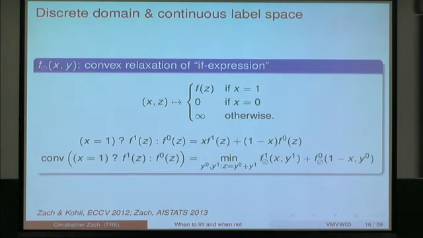And this perspective function in certain situations can be interpreted as a convex relaxation of an if expression. For example, at the bottom you have: if x equals 1, then you return f1 of that, otherwise you return f0 of that. And a convex relaxation of this expression also involves this perspective and a similar construction as above.